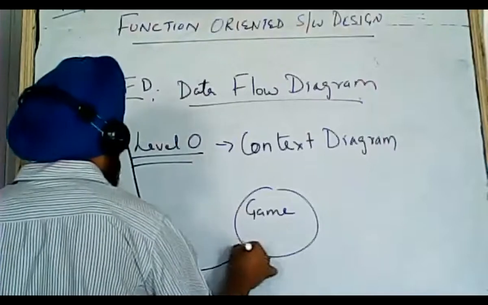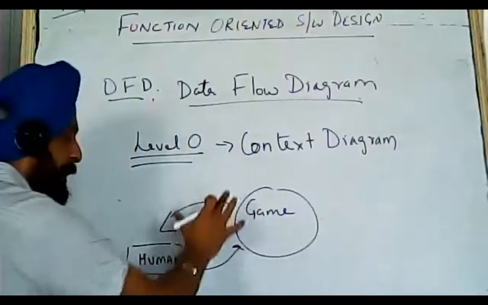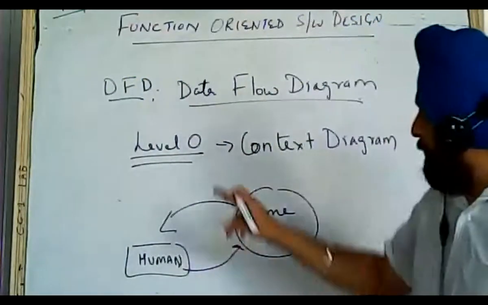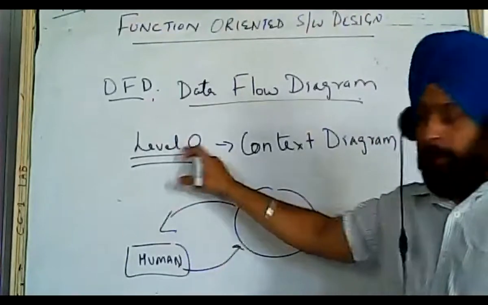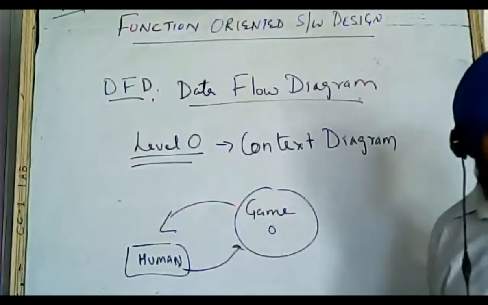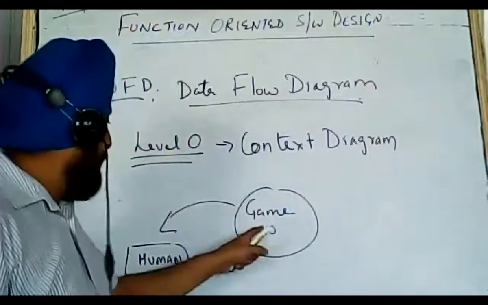Human gives some output and game is there. So this is the simplest DFD of any game, representing the whole system. This DFD is of level 0, and we write in a bubble that it is of level 0.